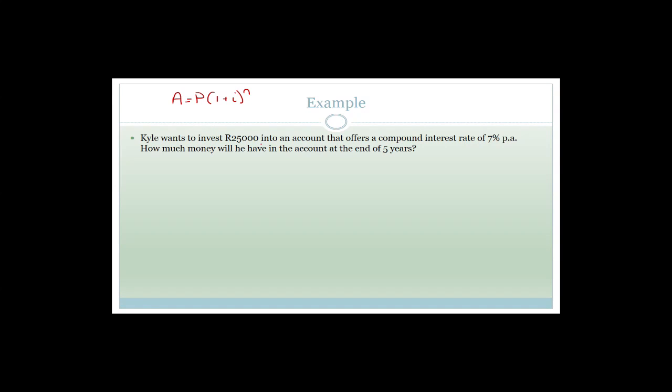It says Carl wants to invest 25,000 rand into an account that offers a compound interest rate of 7% per annum. How much money will he have in the account at the end of the 5 years? Okay, so you need to realize that you want to write down all variables. Remember, I said to you guys before that you always want to write down all the variables you have just in case you need them. Okay, so you've got P, i, n, and A. You don't know what they want.